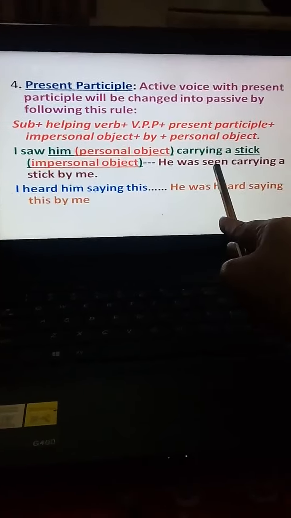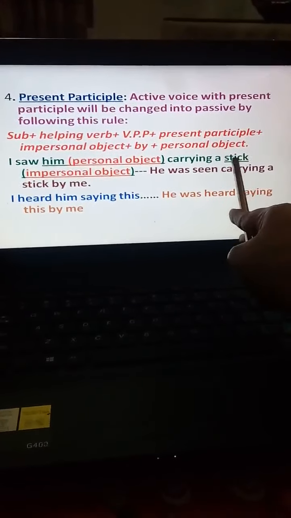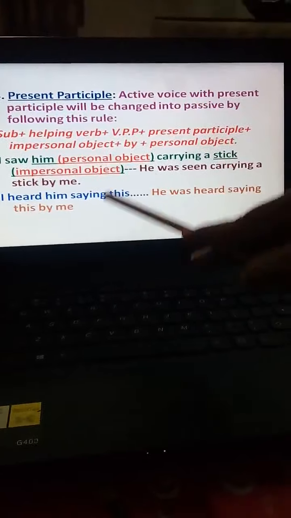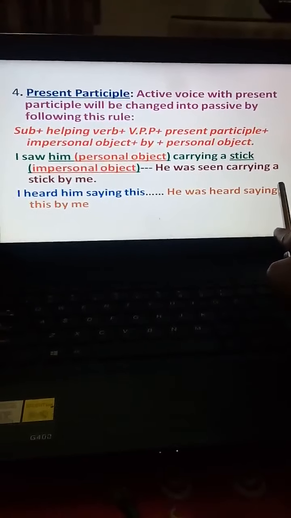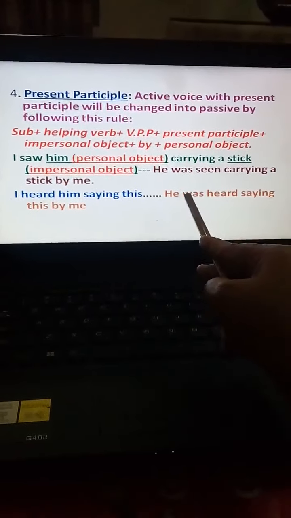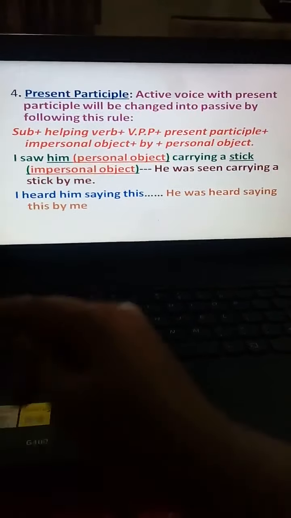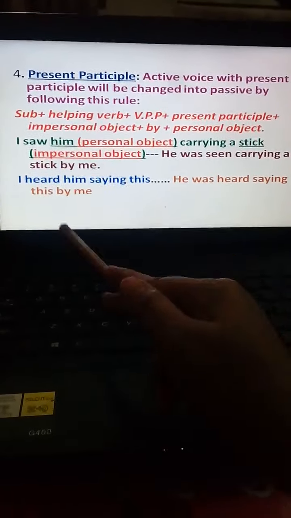He was seen carrying. Carrying should be written as it is written in the active voice. So, he was seen carrying a stick by me. I heard him saying this.